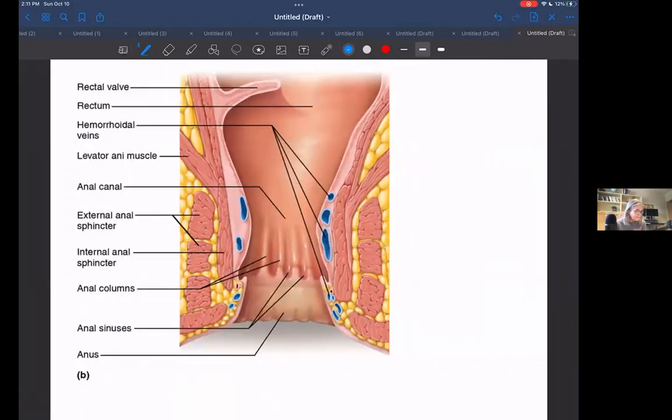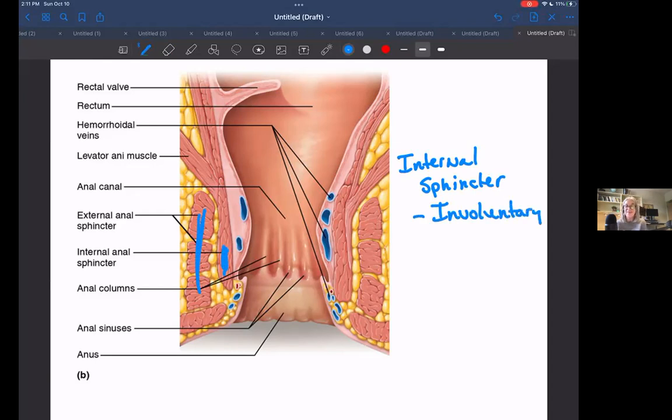So this is my internal sphincter right here, right? And then we have the external sphincter right here. So the internal sphincter is actually involuntary. So we can say internal sphincter. So this is what opens up when you feel like you have to have a bowel movement, right? And then you can decide whether or not you want to defecate. So the external sphincter is voluntary.